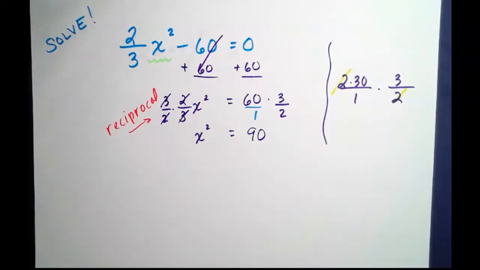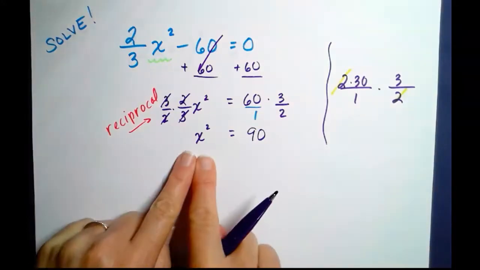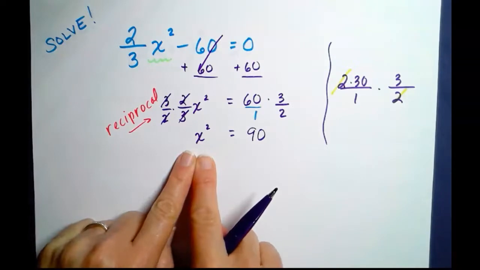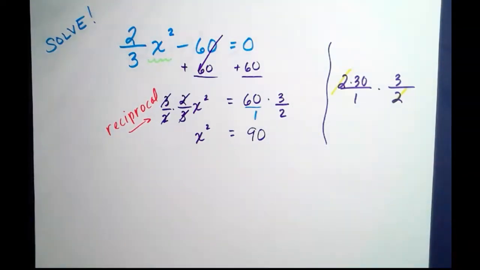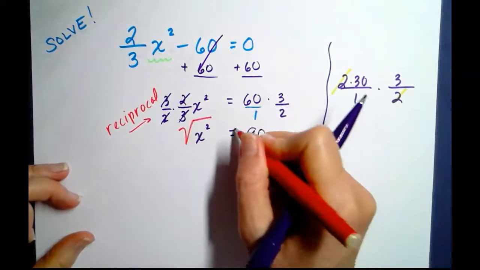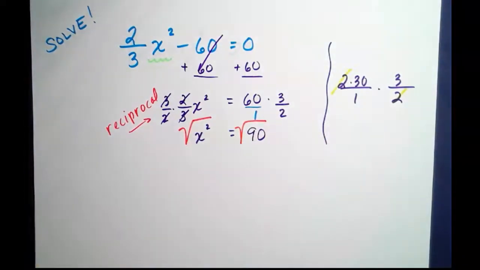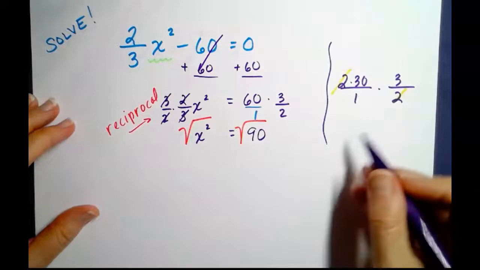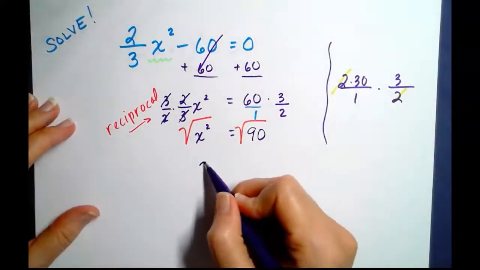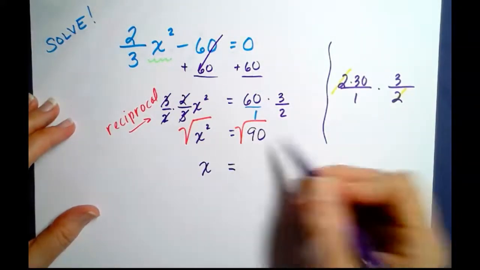So we've used inverse operations to get the squared term by itself. And now we are going to undo the square by taking the square root of both sides. So the square root of x squared is x. The square root of 90.